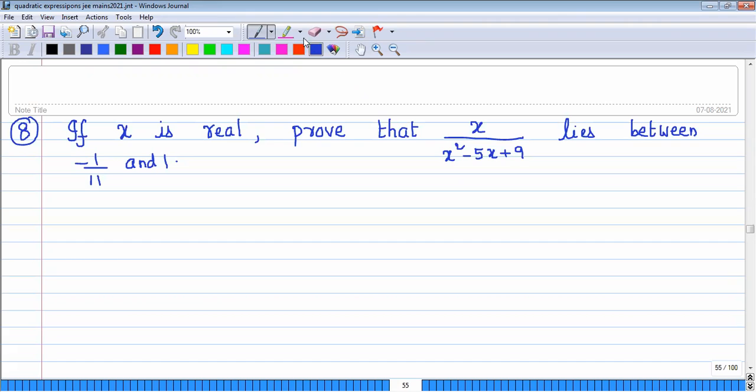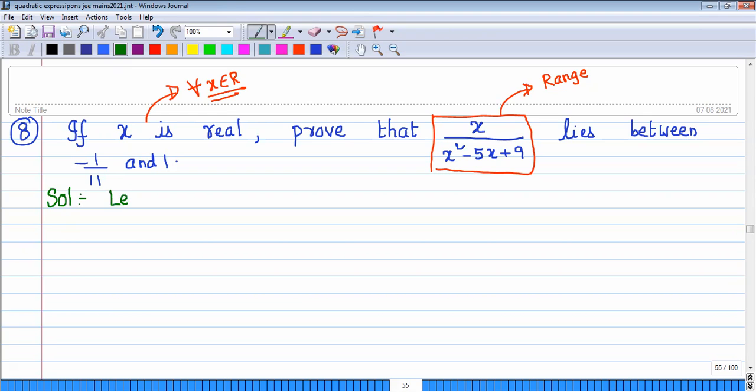The same method. Only the range of the function we need to find out. Range of this function, provided this is for every x belongs to R. So let us go for the method now.